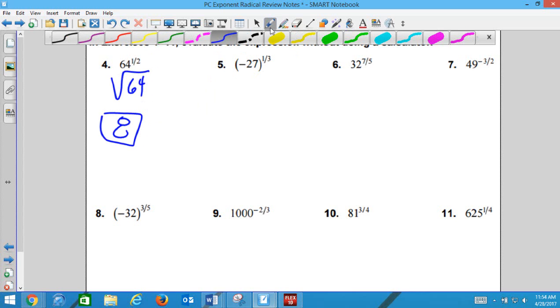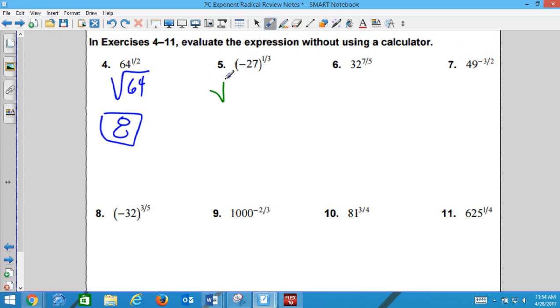Number 5. What's the root? The root is 3 of negative 27. So it can be plus or minus 8. Oh, no. And the reason why is, even though it doesn't look like a radical, the radical's already there. I didn't put it in. I just changed the form.